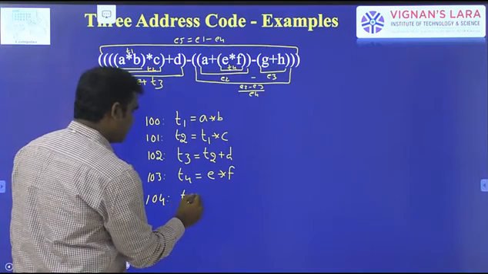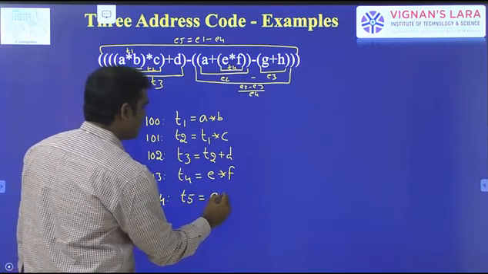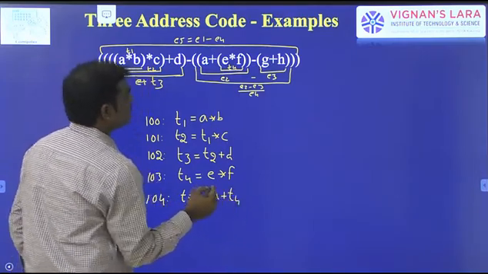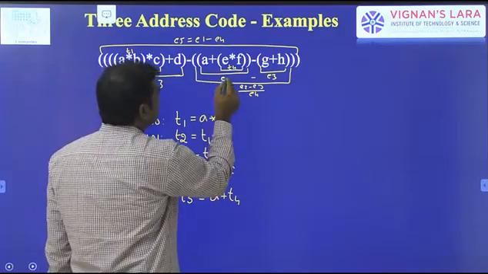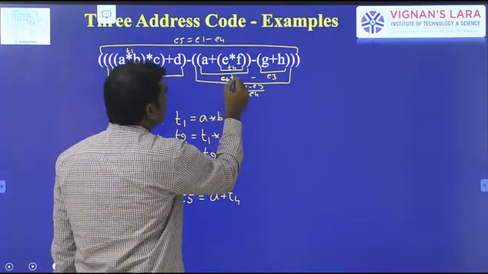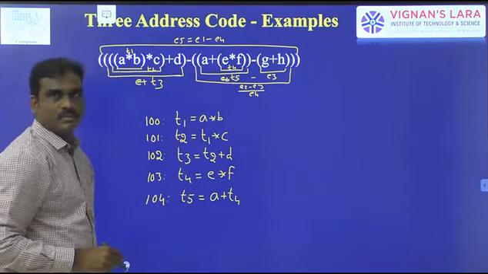Temporary variable T5 equal to A plus T4. Now this entire expression is T5. Okay.